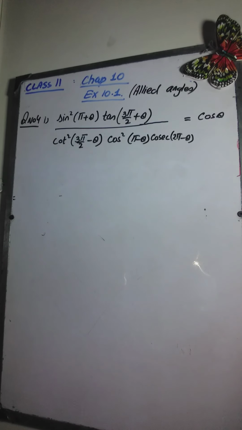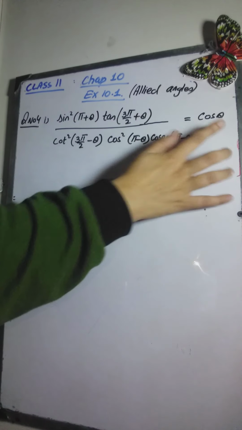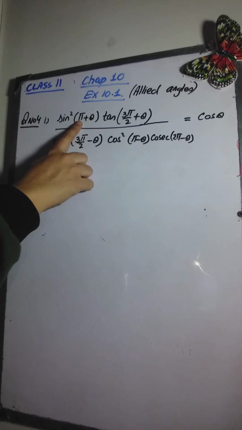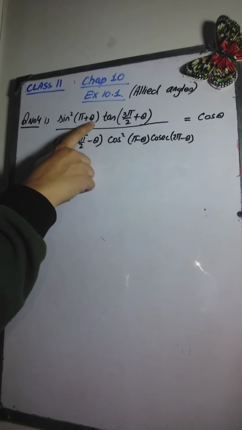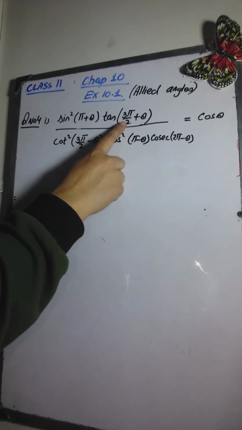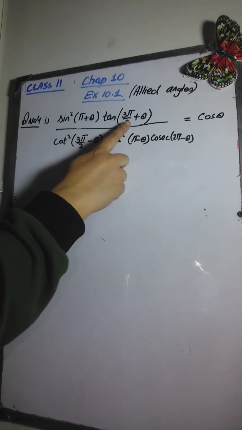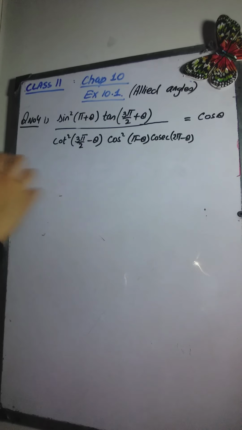Now in question number 4, part 1, we have to prove that this expression is equal to cos of theta. Over here we have allied angles. Cos pi is twice of pi by 2, so this is twice of pi by 2 plus theta. 3 times pi by 2, again we have an expression of allied angles because this is theta plus some k times pi by 2. Pi by 2 in radians is 90 degrees.